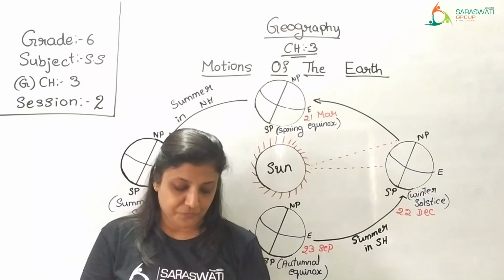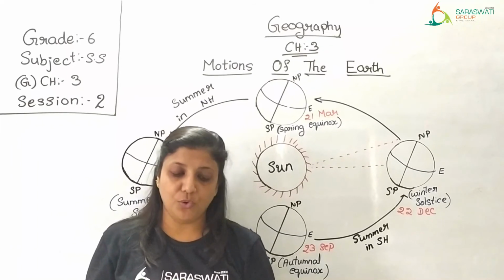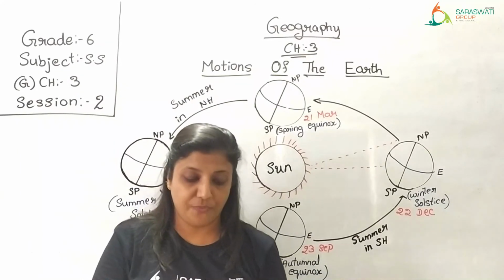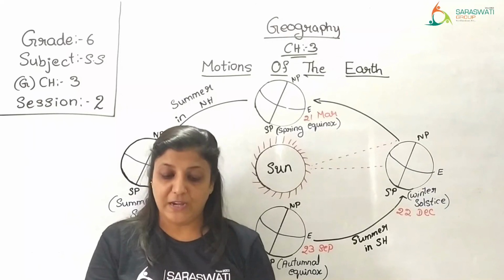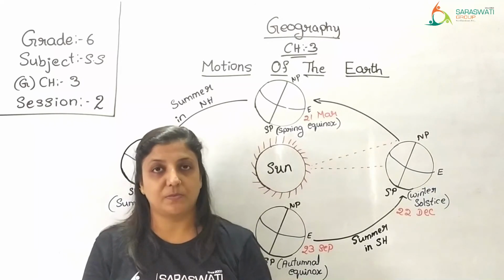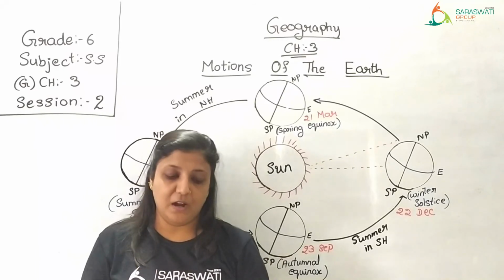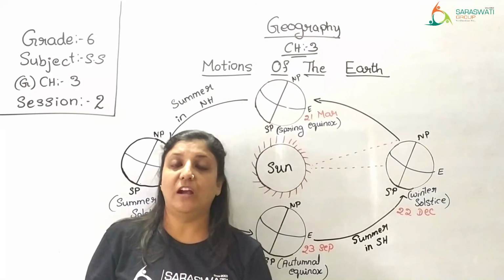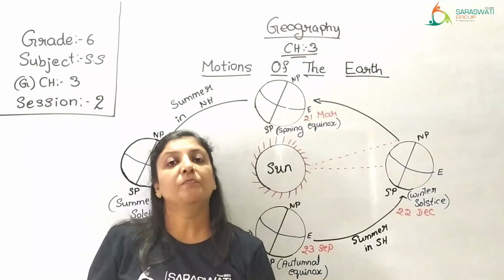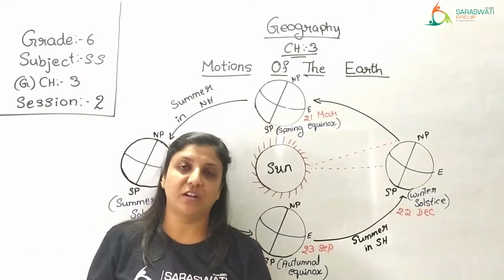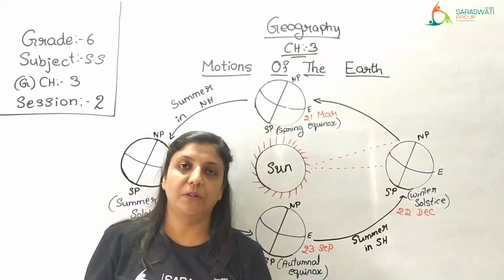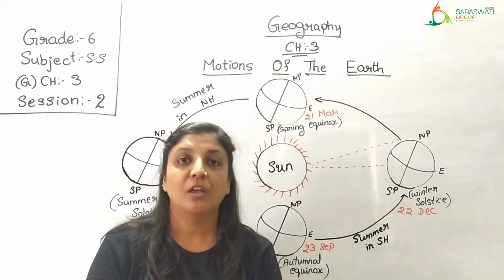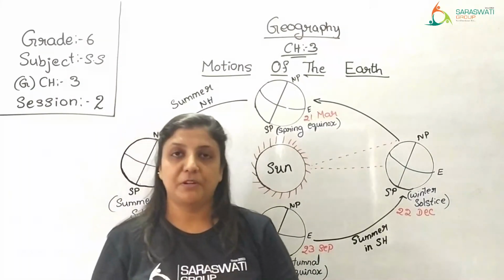Next, they have given you a table in which they have mentioned the dates, that is 21st June, 23rd September, 22nd December and 21st March. Now looking at this diagram, they have also explained on which day which hemisphere will have what type of climate or what type of changes. You can go through the table. But the rest of the part I have already explained to you through the video. So here we come to the end of the chapter.